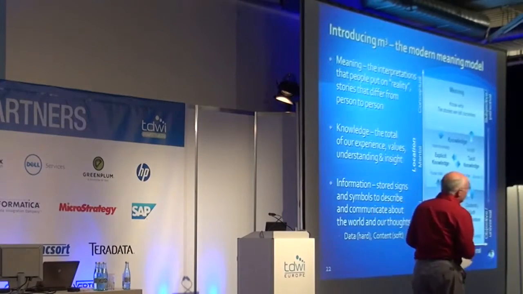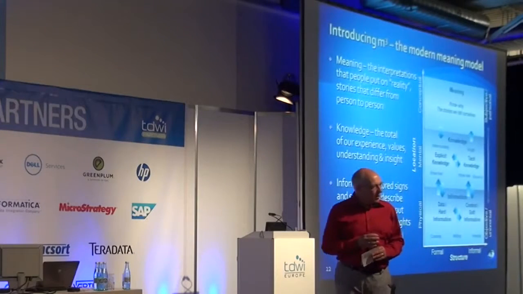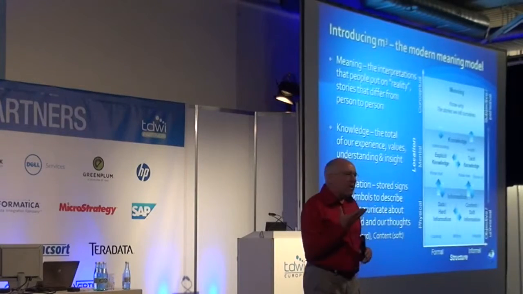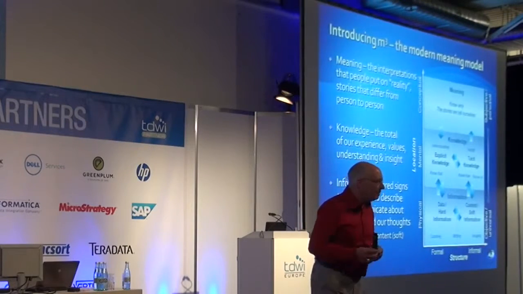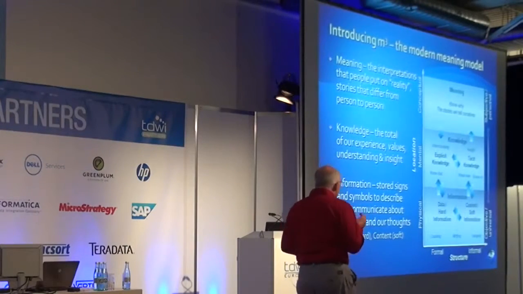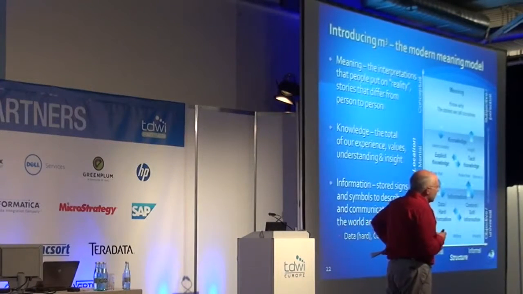I'm playing with words here a little bit, but the modern meaning model, or M3, is an idea I'm trying to create. I don't know that it's going to go anywhere. I'm sharing it with you. This is its first outing. The idea is that we need to start looking at information and knowledge and meaning in a different way.